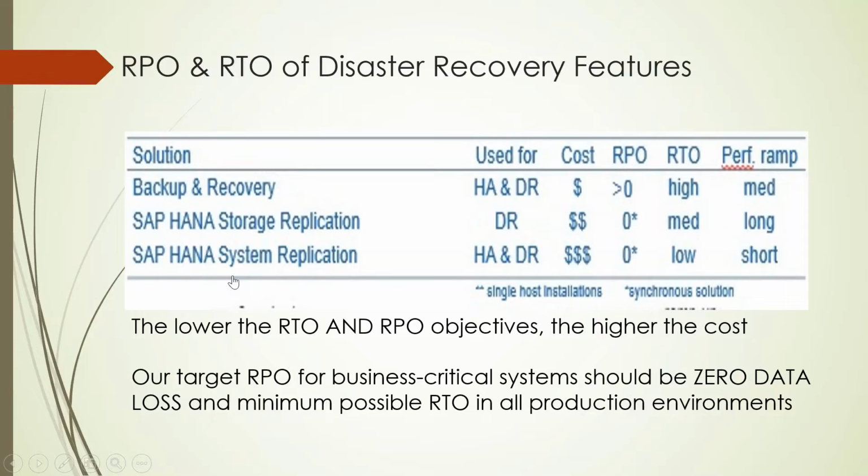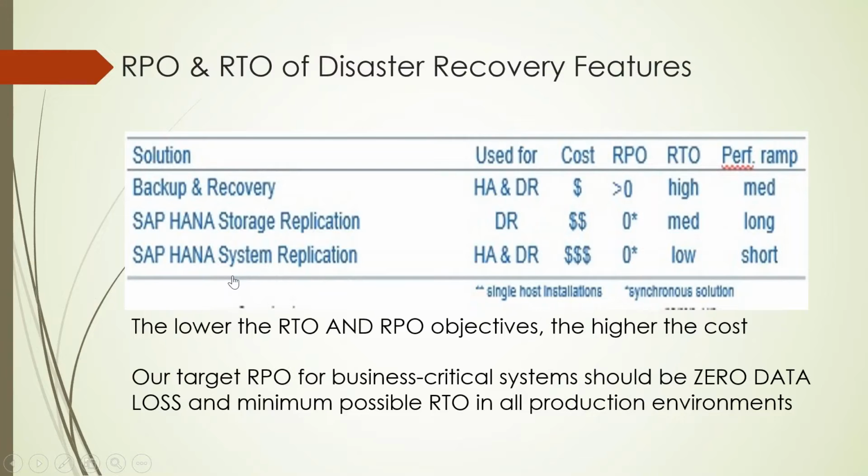HANA storage replication is used for the DR. Backup and recovery can be used for HA and DR, while HANA storage replication is only for the DR. The cost is higher than backup and recovery. The RPO is there and the RTO is also there. The RTO is medium, and there is also some data loss in HANA storage replication.